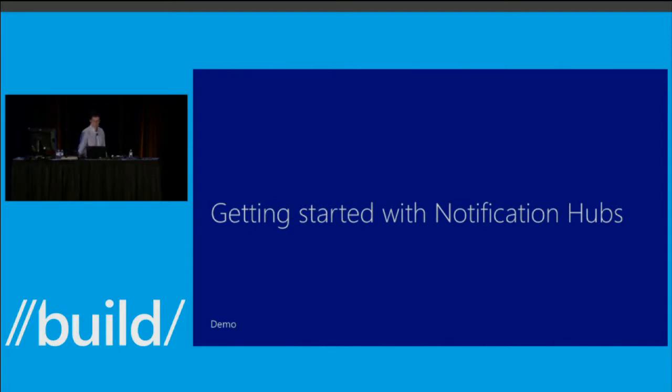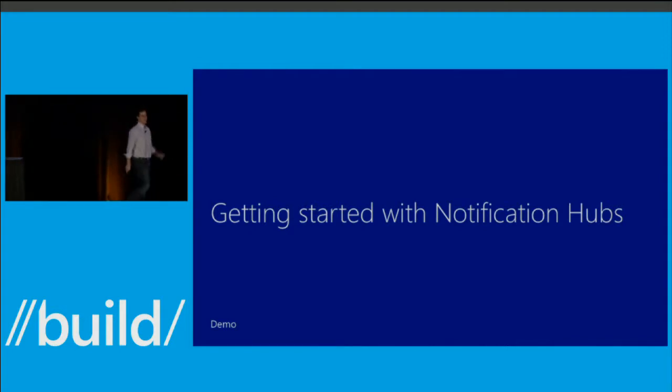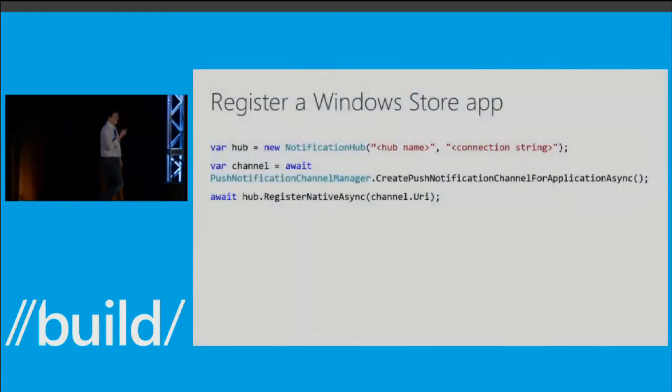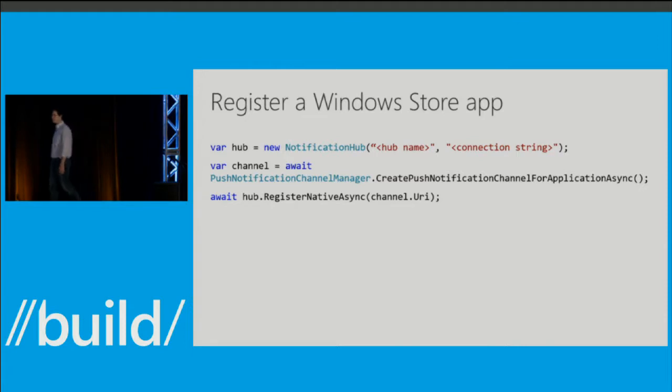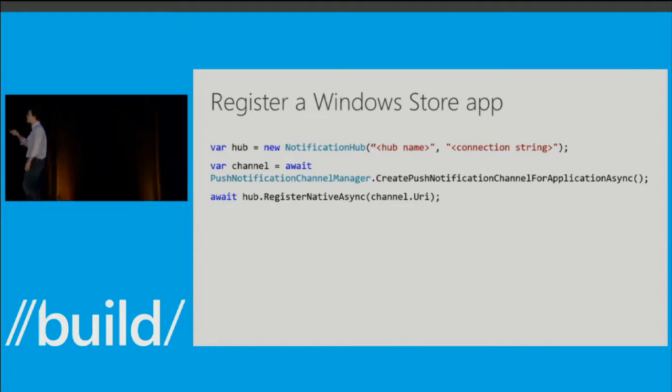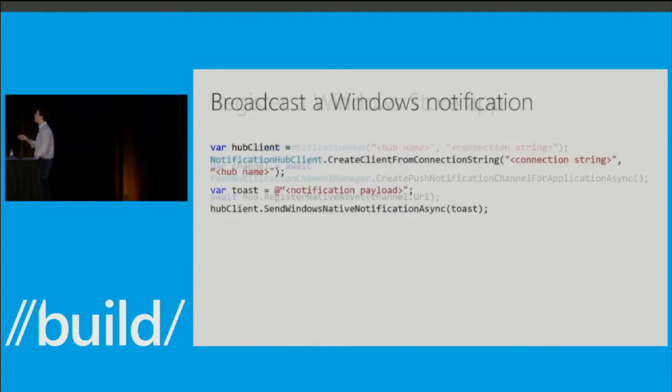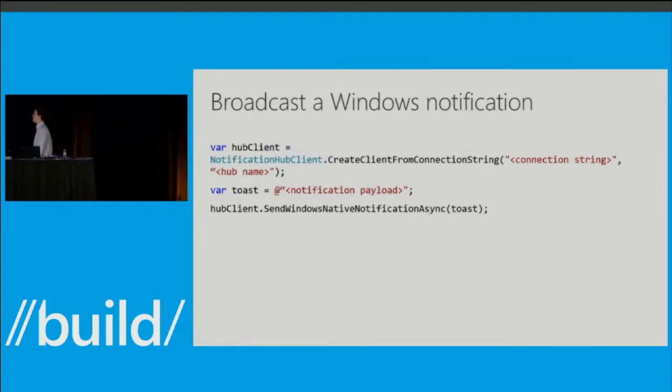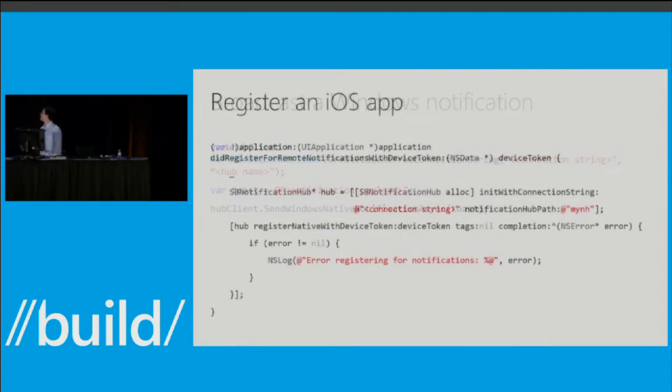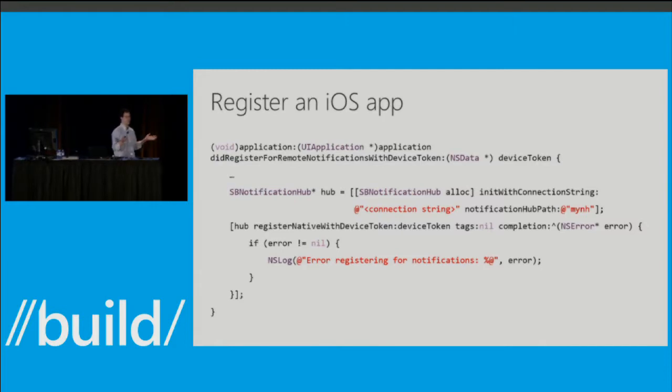OK, this was the getting started from scratch. It's really, really very easy. If you download the slides, you're going to have all the snippets. This is how you register, really, really easy. This is how you broadcast with .NET. Again, it's 3 lines of code. So basically, 6 lines of code, and you're broadcasting to millions of people.